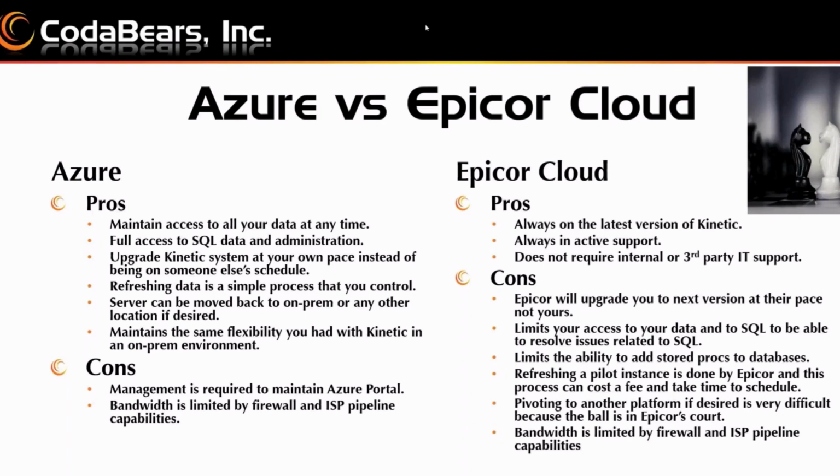If in the event that you want to pivot, if you want to get off of the cloud for Epicor Cloud, it becomes difficult because everything is in Epicor support's court, essentially. So they're going to need to do this entire process for you, and they can be very slow with getting you off the cloud and back to where you want to be. And then the Epicor Cloud also has the same exact con that Azure has, where bandwidth is going to be limited again by firewall and ISP pipeline capabilities. So regardless of what cloud you're trying to go to, you need to make sure that you have those two variables in mind when you decide to jump to the cloud.